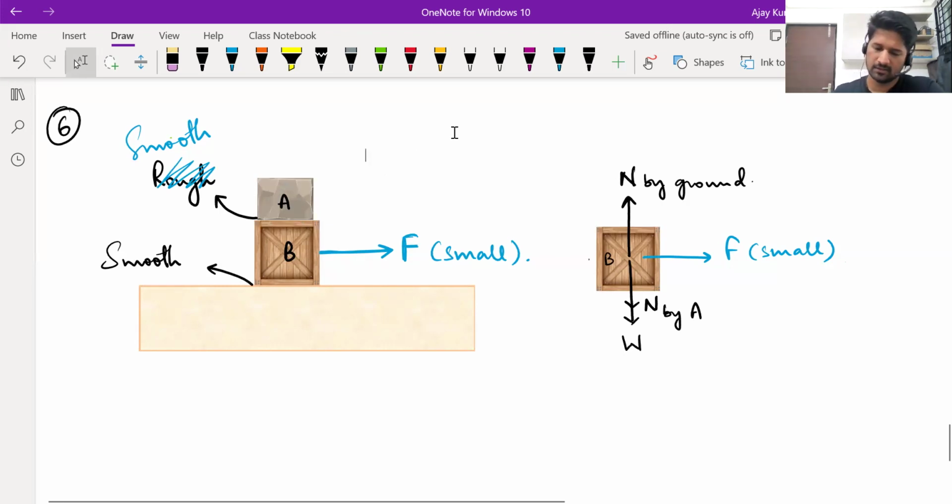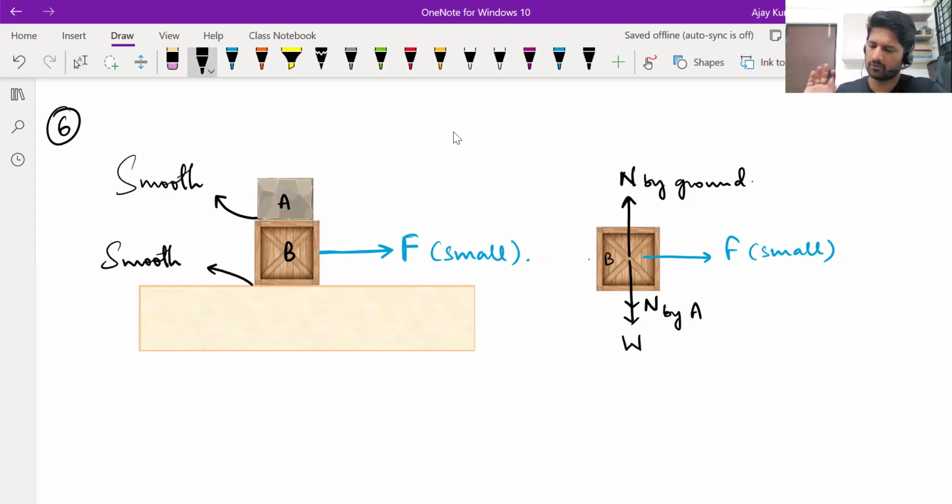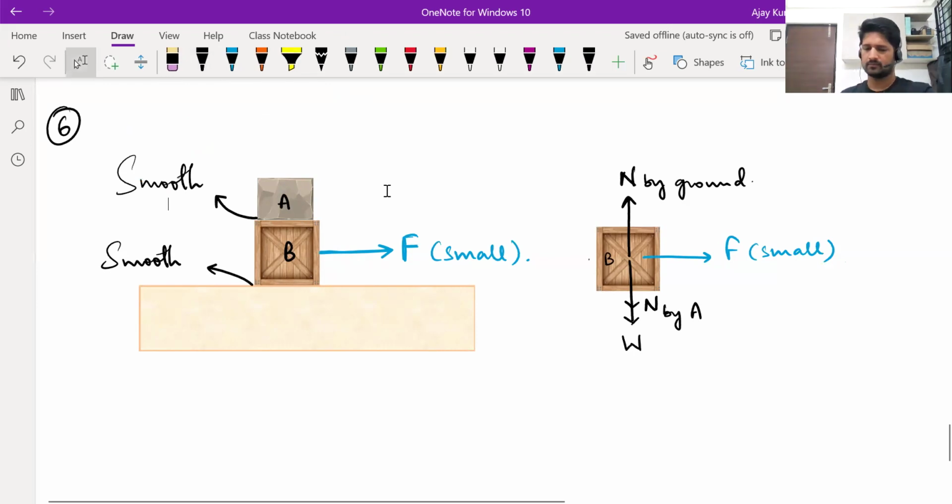Think carefully and answer. Had this been a smooth surface, what would have happened to A? So when block B is moved, A will fall down. Okay, but till then A will stay there itself or will A slide a little bit? It won't slide. It won't slide because there is no friction.